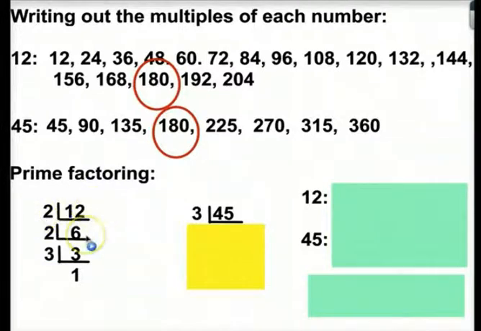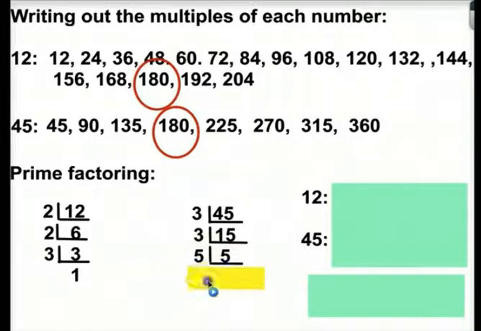2 goes into 12 6 times. The smallest prime number is 2 again. 2 goes into 6 3 times. Smallest prime number now is 3. 3 goes into 3 1 time. And remember, when you get the 1, that's it, you're done. So 3 goes into 45, well, that would be 15 times. 3 goes into 15, and that would be 5 times. 5 goes into 5, and there you've got your 1.